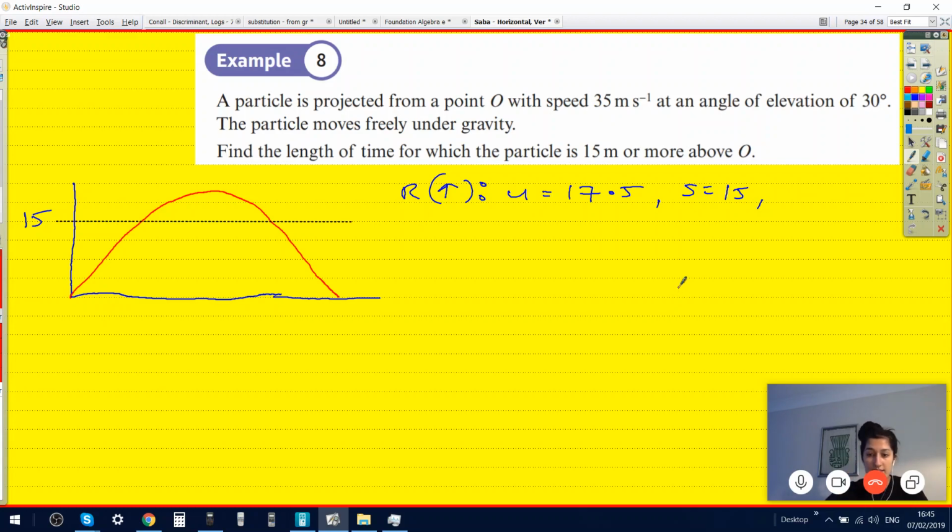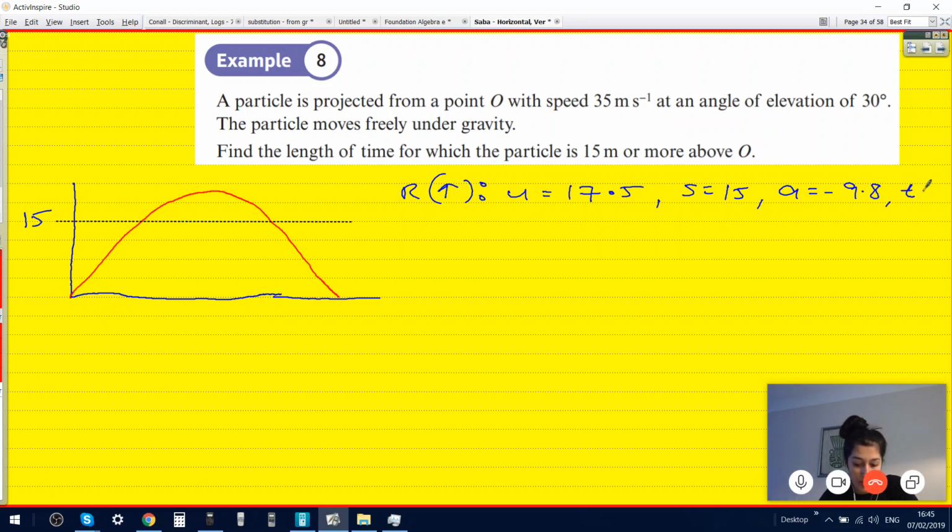Okay, resolving vertically, S equals 15, U equals 17.5, V equals... Do we know? Nope. Okay. A equals minus 9.8, and T is what we're trying to find. So we don't have V, so we do S, which is 15, equals UT, which is 17.5T, minus 4.9T squared. So, oh wait, are we doing positive 15? Because sometimes it goes all weird when I do this. Just carry on and see what happens. 4.9T squared minus 17.5T plus 15.